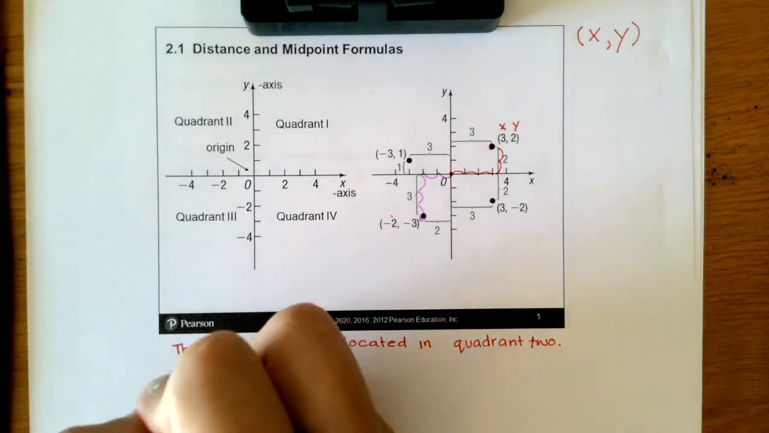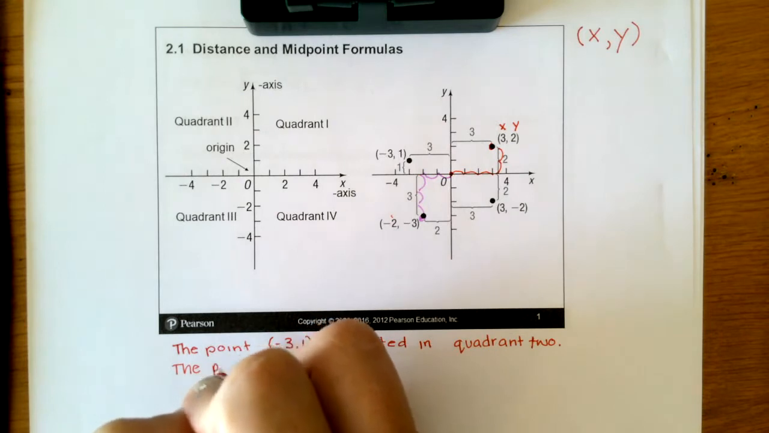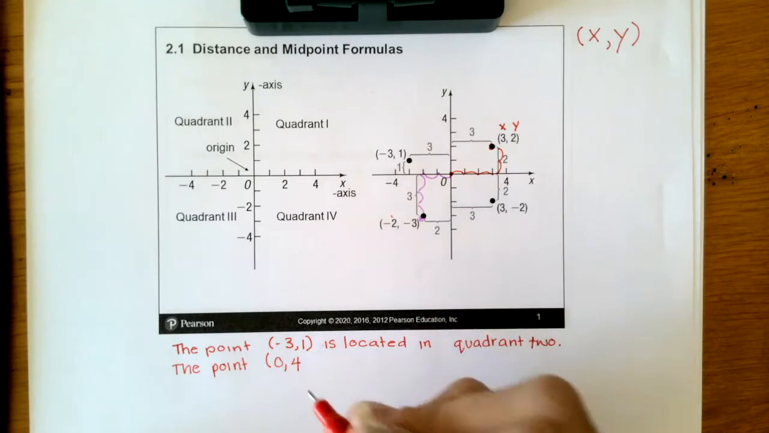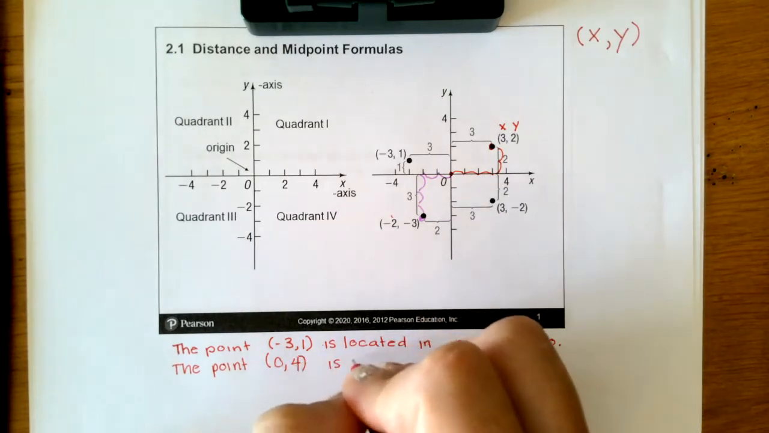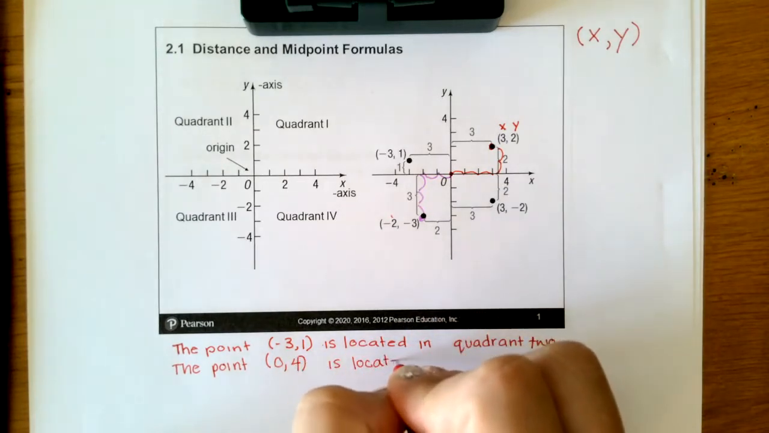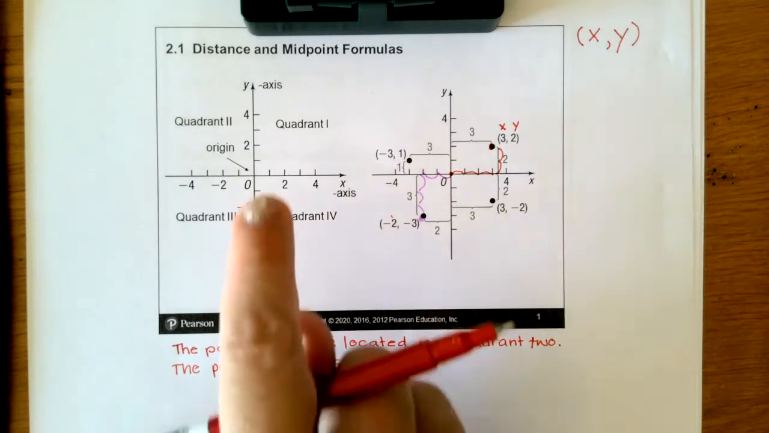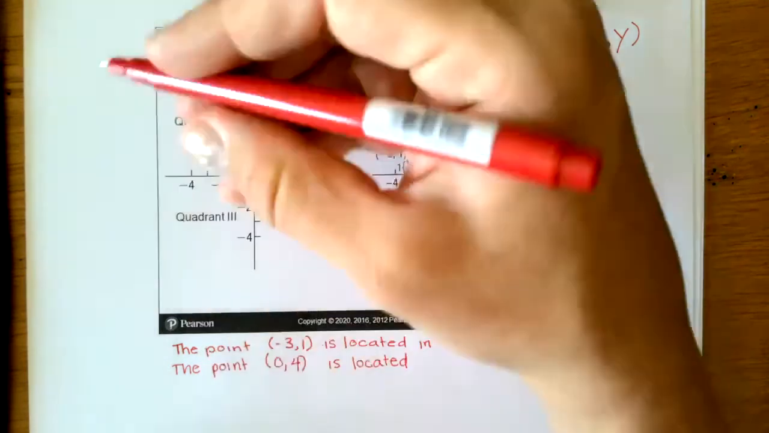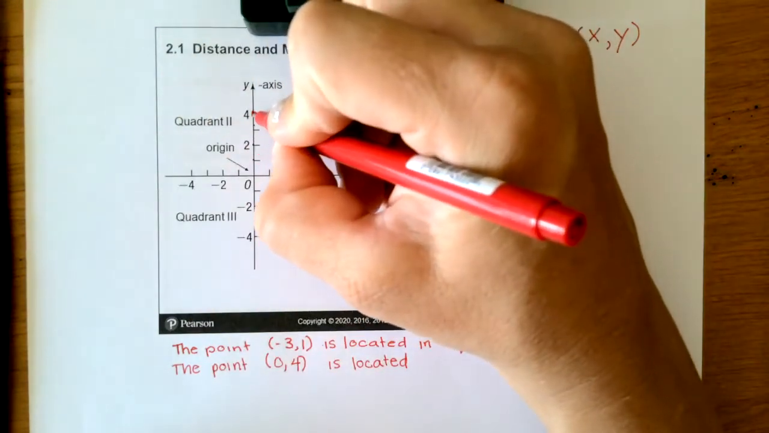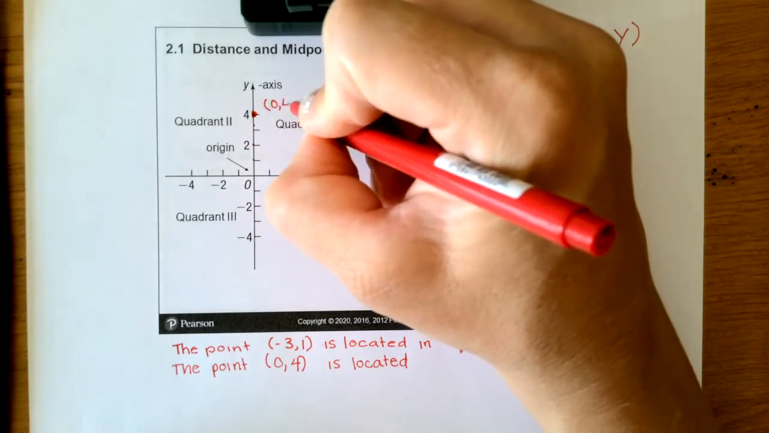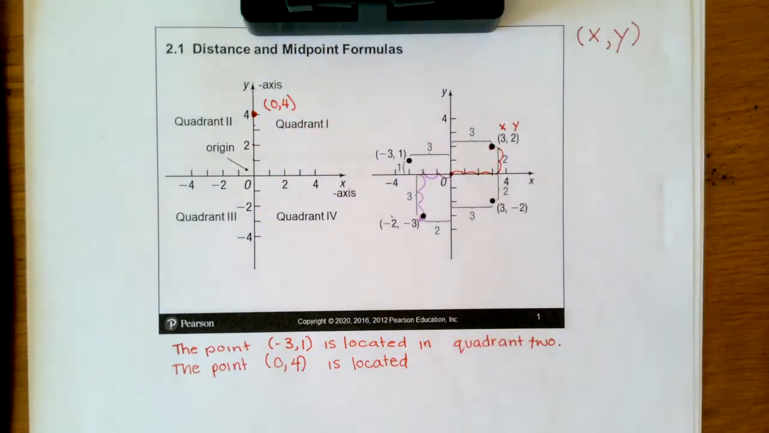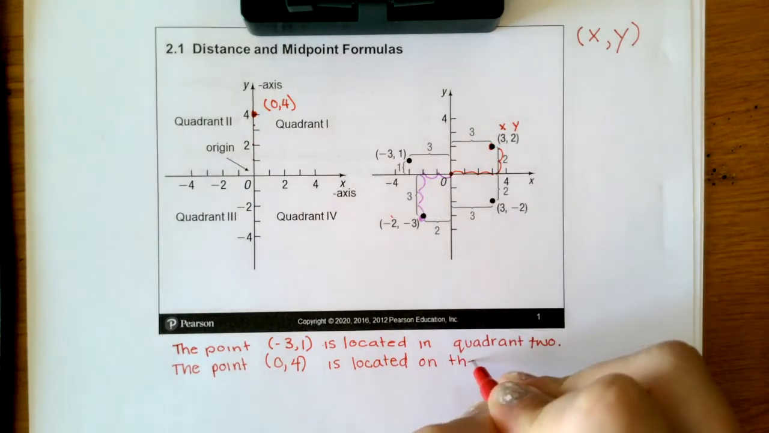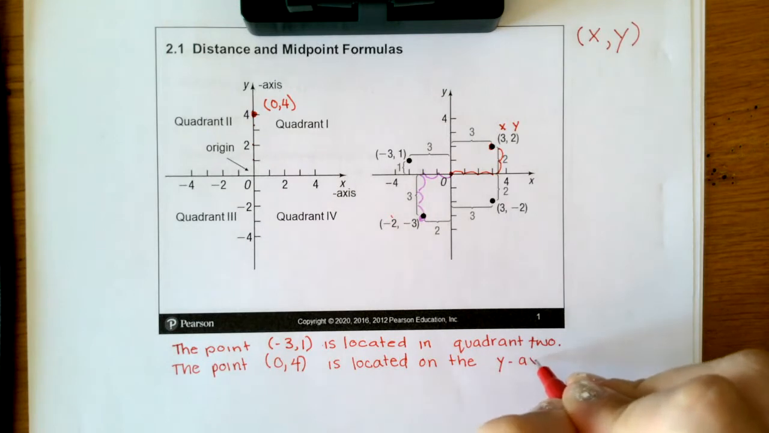The point 0, 4, or the ordered pair 0, 4, is located, let's look at this. So we go 0 on the x, we do not move on the x, and then we go +4 on the y. 0, 4, it is not actually in a quadrant, we say it is on the y-axis.